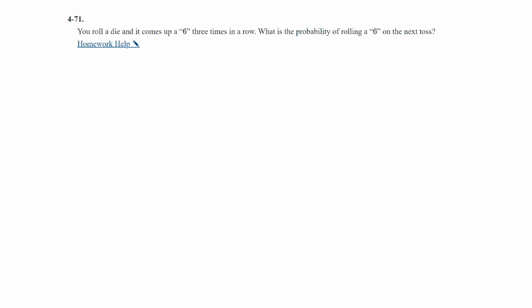Question 71, you roll a die and it comes up a 6 3 times in a row. What is the probability of rolling a 6 on the next toss? Now, those are independent events. Every single time you roll a die, the probability is not going to change when you roll it again. Now, the probability of rolling 6 4 times in a row is different. This is just saying what is the probability of rolling a 6 on the next toss. So on a standard die, there are 6 sides, and so therefore that would be 1 out of 6, as long as it is a fair die.